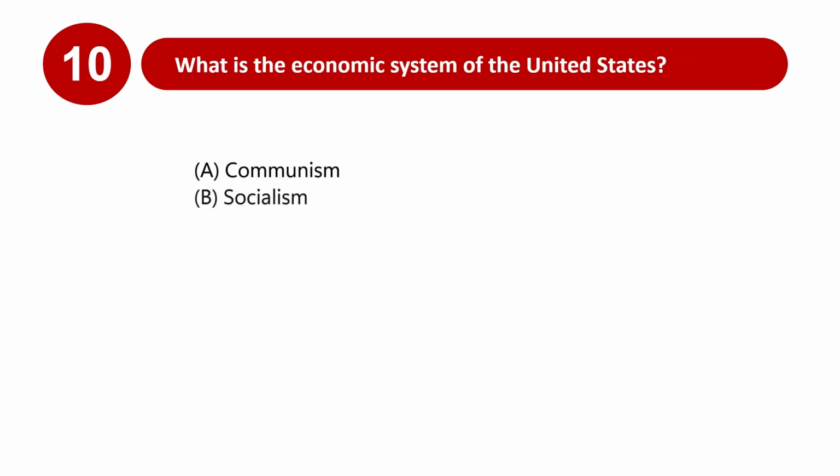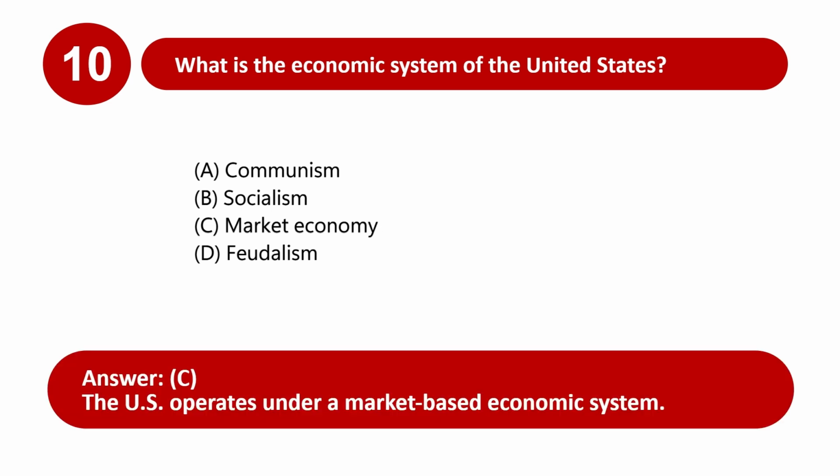What is the economic system of the United States? A. Communism. B. Socialism. C. Market economy. D. Feudalism. Answer C. The U.S. operates under a market-based economic system.